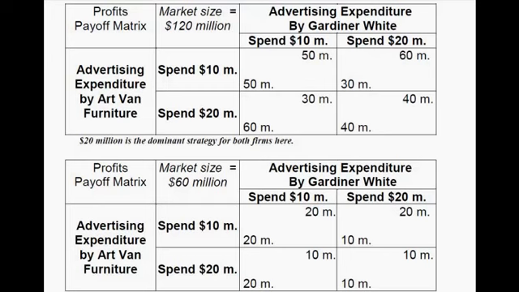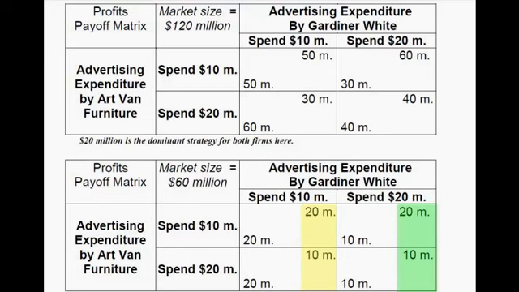Now let us consider what the firms will actually do. Recall that in the first case, where the market size was $120 million, we obtained a prisoner's dilemma, where each firm was going to try to outspend the other, and we end up with a case where both firms make less profit, $40 million, when they could have made $50 million. In our second example, when the market size is $60 million, there is no advantage to spending $20 million. If Art Van were to spend $20 million, it will not increase its profit from $20 million. All it will do is hurt Gardner White, whose profit will go from $20 million to $10 million.